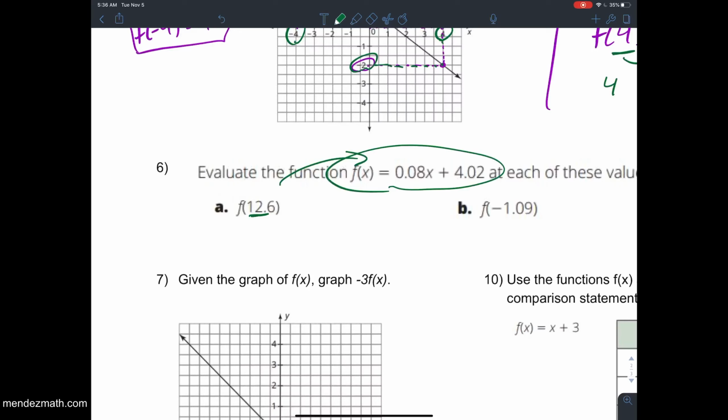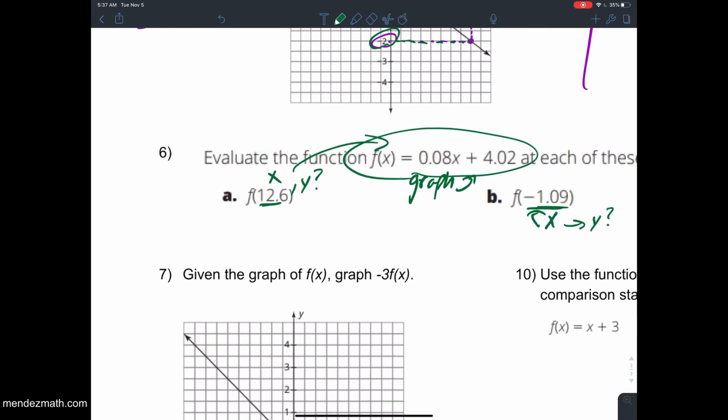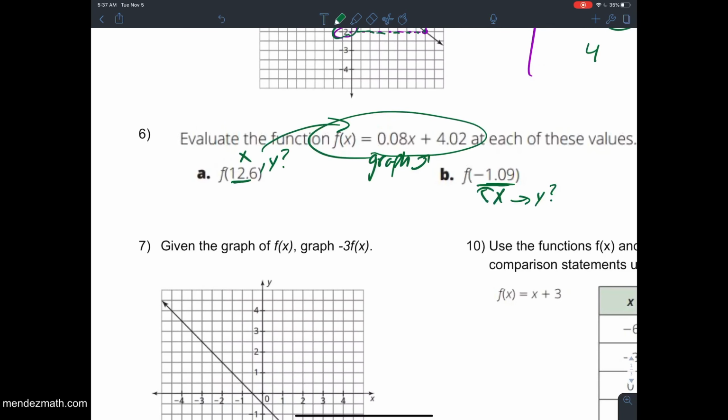One, you can graph this. If you graph this function right here, and then find out when x is 12.6, find out what y is, and then you'll find out your answer. Same function. After you graph it, you find this x value right here, and then just follow the graph to give you what the y value is. That's one way. Another way is to plug it in. It doesn't say specifically what they want you to do. Evaluate the functions. I guess I just plug it in.